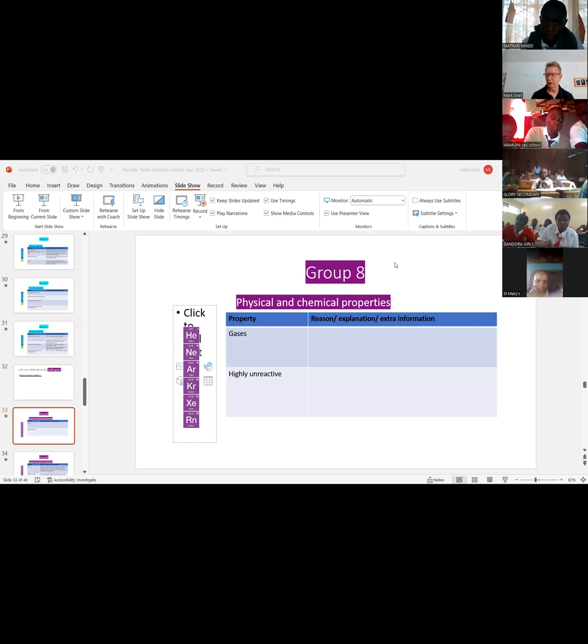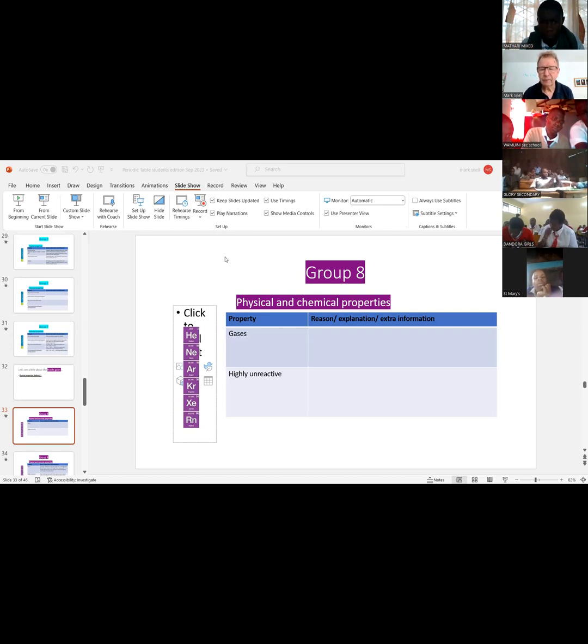They do not react. It's not quite true that they do not ever react, but they do not react unless it is fairly extreme conditions. So xenon will react with fluorine if it is heated, but most of the time they don't react.